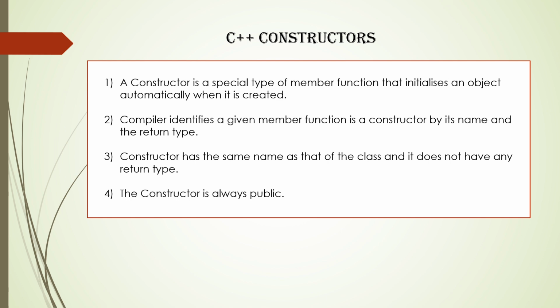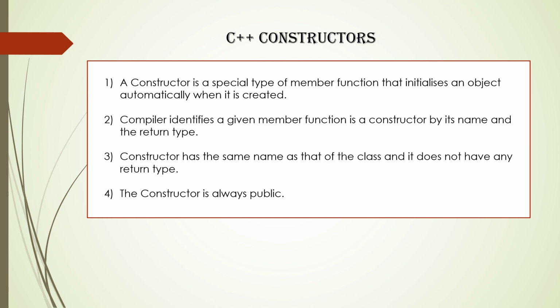Now come the C++ constructors, that is, constructors in C++. It is a special type of member function that initializes an object automatically when it is created. The compiler identifies that a given member function is a constructor by its name. A constructor has the same name as that of the class. This is a very important part. A constructor has the same name as that of the class and it does not have any return type. The constructor is always public. So these were some of the special characteristics of the constructor that one should know.